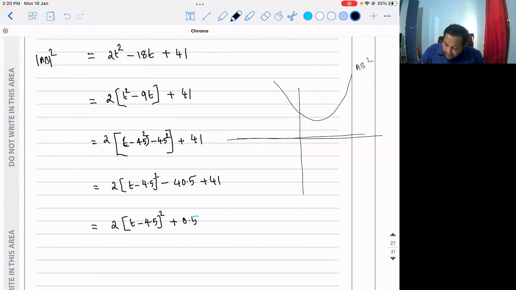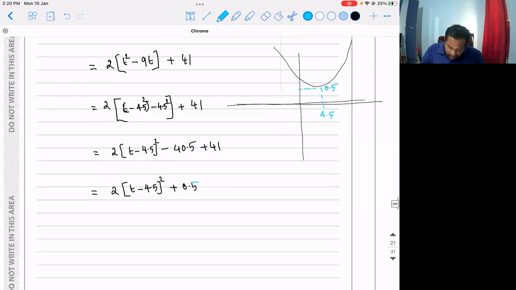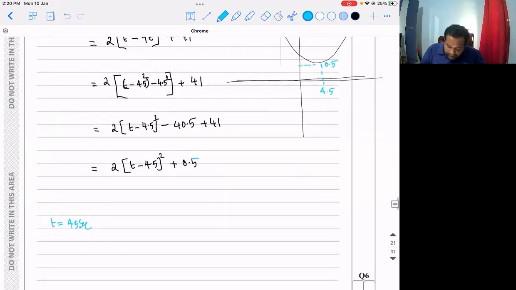And it reaches a minimum value at t equal to 4.5 seconds. And that value is what? That value is 0.5. So we got an idea that at t equal to 4.5 seconds, AB square is taking a minimum of 0.5.